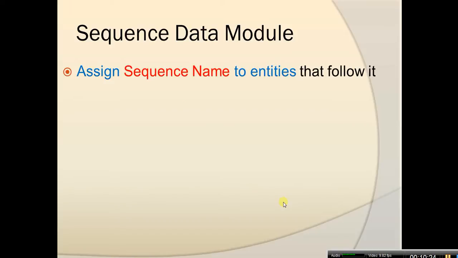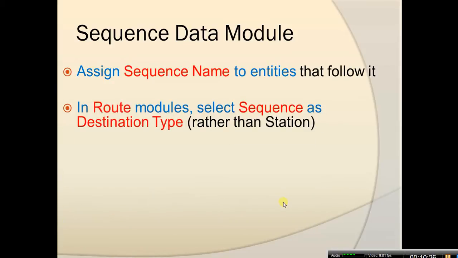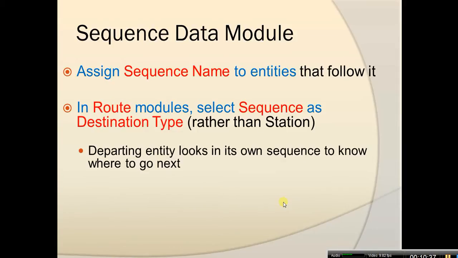So again, we can assign a sequence name to entities that follow it, and in the route modules, we can then refer to the sequence as our destination type instead of having the destination type as a station. And so in that case, a departing entity will look in its own sequence, because the sequence is an attribute of the entity, and so each entity should have some kind of sequence assigned to it to know where to go next.